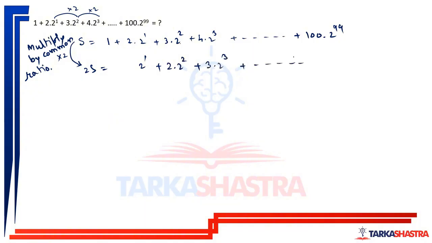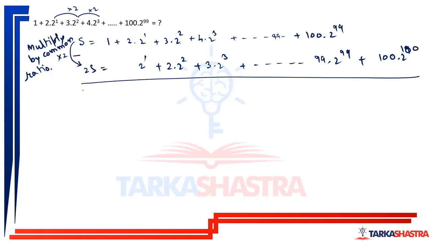It will go on till this 99 into 2 raised to 98 will become 99 into 2 raised to 99, plus this term will also get multiplied by 2. So this will be 100 into 2 raised to 100. Okay. Simply subtract. You get minus s.